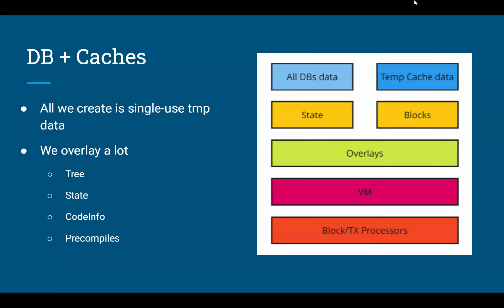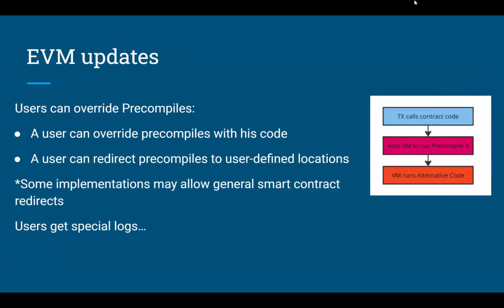The overlays for trees, for state, for code info, and the ability to overlay code through precompiles, and how it stacks up and comes together in a simplified form, of course, but it should be more or less general for every user to see. On the next slide, we show the EVM updates that we had to do for precompiles so that it could be selected, for example, either the precompile code to be called, or the overloaded precompile code to be called, or the redirected precompile code to be called. And we especially indicate that there are extra log situations.